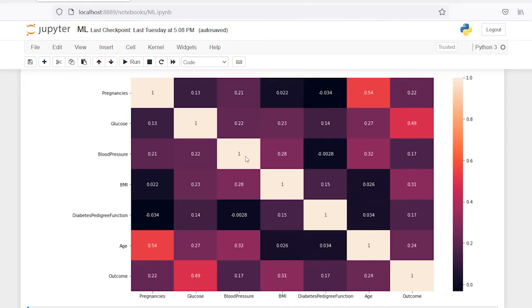to each other, and a negative value represents that the data is inversely proportional. So as we can see in the last row, the outcome is 0.22 related to pregnancy, like it is somewhat directly proportional but very weakly. Glucose is somewhat highly related to outcome. A higher glucose means the person is diabetic, and age and BMI are also highly related to outcome.